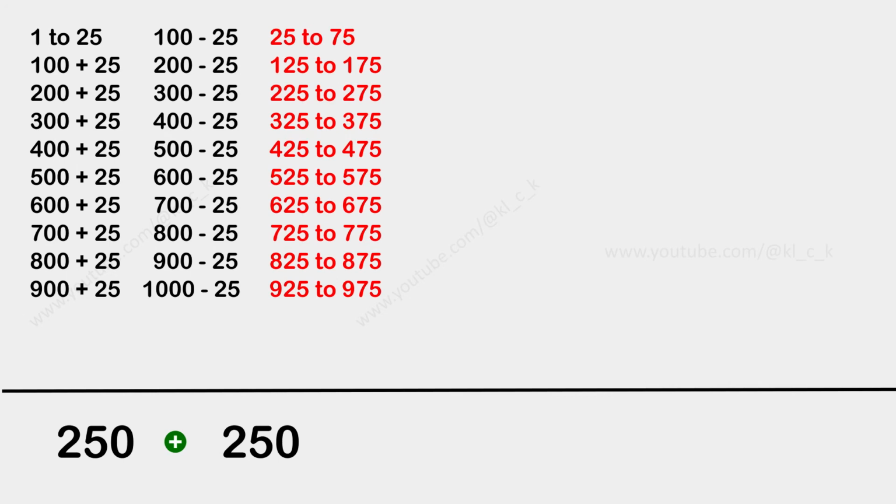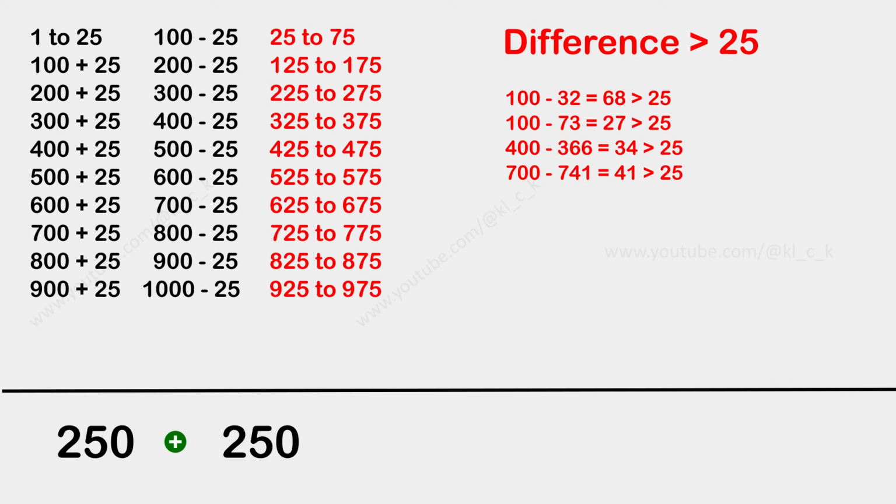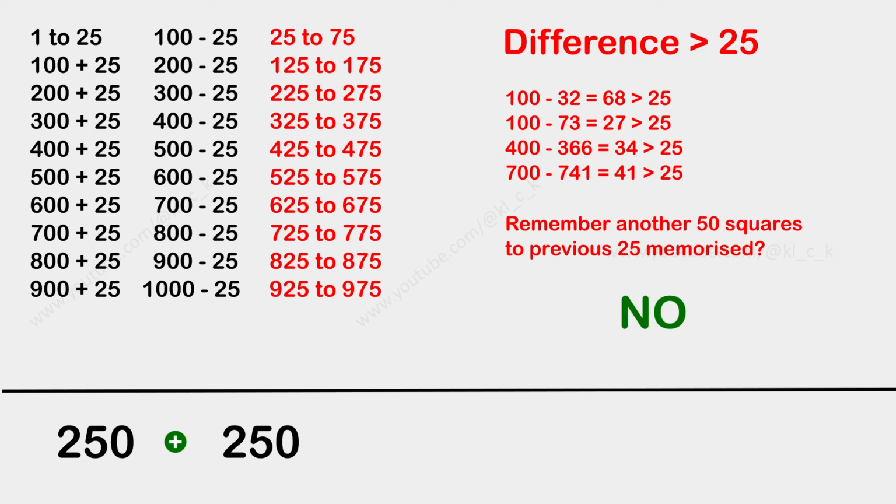But did you notice? We skipped middle numbers 25 to 75. How we are going to calculate? Here, if we find the difference, it is more than 25. How we are going to find the square then? Do we have to memorize another 50 squares again, like we memorized first 25 squares? The answer is no.